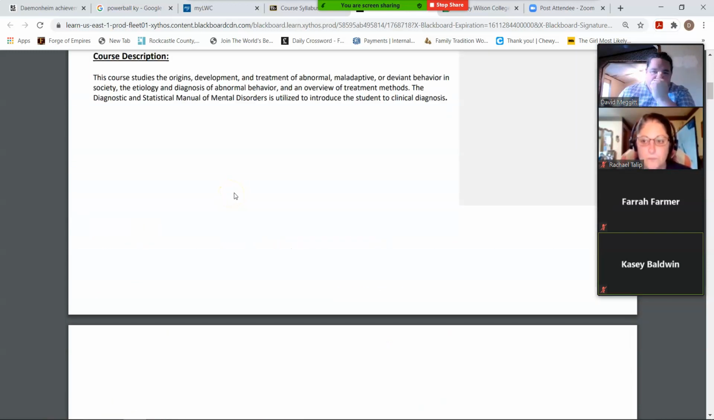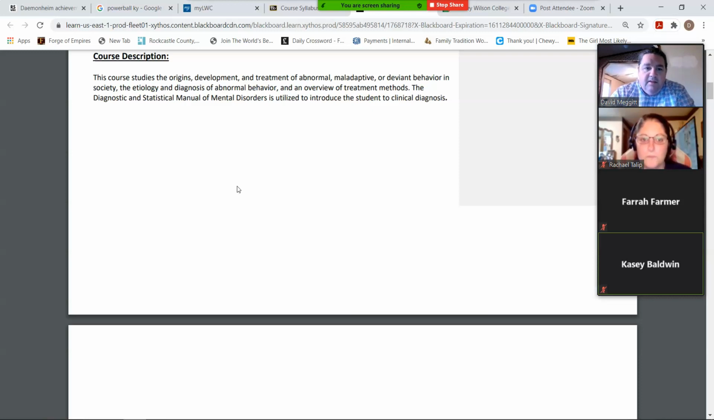And this is the origins, development, and treatment of abnormal and maladaptive or deviant behavior in society, the etiology, where it comes from and how it starts, and the diagnosis of abnormal behavior. And it's an overview of treatment methods. So as we go through each diagnosis, there'll be some forms of treatment that work better with certain diagnoses than others.